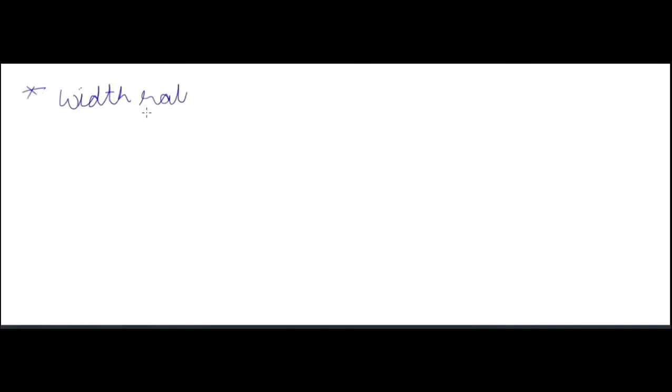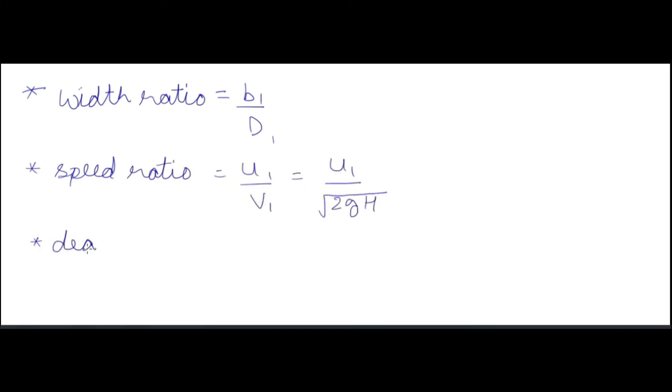Width ratio is b1 by d1, speed ratio is u1 by V1. V1 is root 2 g h, where h is the net head. Diameter ratio is d1 by d2.